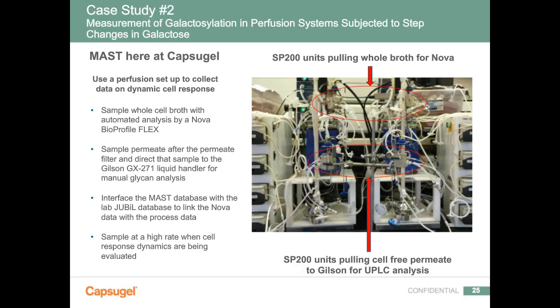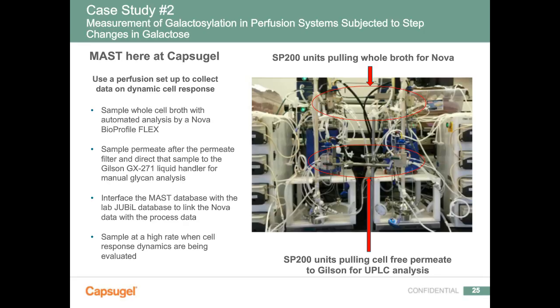The second case study from the work we did in our lab is a measurement of galactosylation in perfusion systems, with step changes in galactose. Here at Capsugel, we used a perfusion setup to collect data on dynamic cell response. Remember, in the beginning of the presentation I talked about cell state. So this is getting to how cells respond and react, understanding the dynamics of the cells. That's critical if you're going to control product quality attributes.